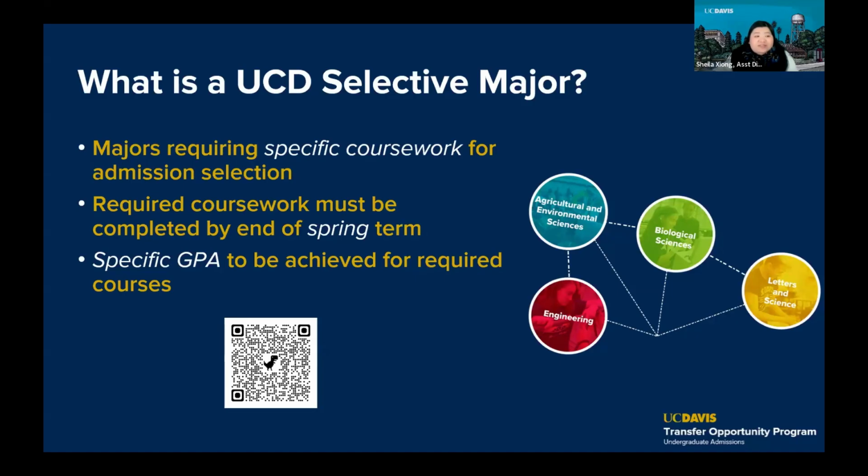For UC Davis, our selective majors do require that you have your coursework and your GPAs completed by the end of the spring term to be considered for fall admissions. And for the selective majors, you also need to meet these requirements for the TAG as well. So do know that if your major is selective, you have to meet the selection for both regular admissions and for TAG if you're thinking about TAGging. And the required courses and GPAs are going to vary from one major to another, even if it's in the same college here at UC Davis.